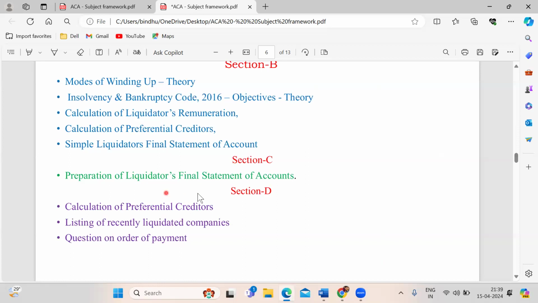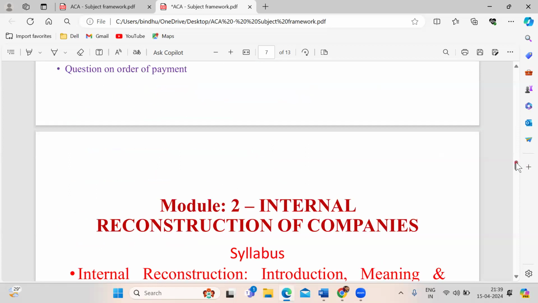Section C, preparation of liquidator's final statement of account. They are going to raise one mandatory question. Section D, there is a chance of a question from calculation of preferential creditors, listing of recently liquidated companies, and a question on order of payment also.